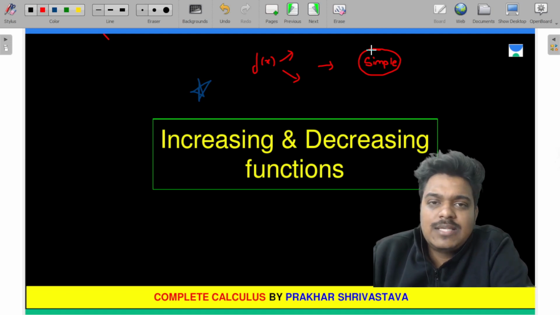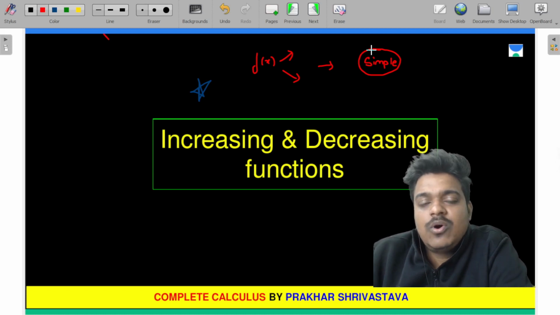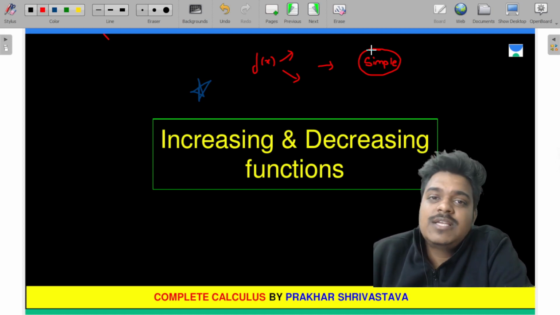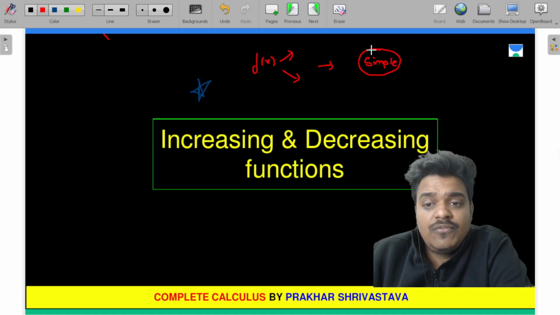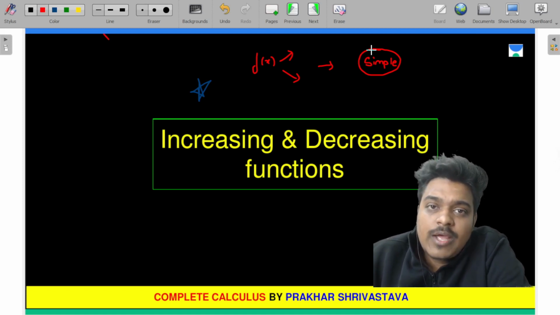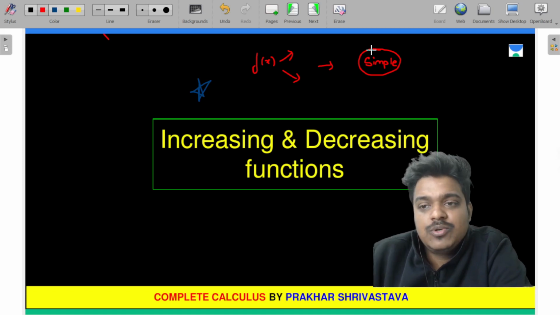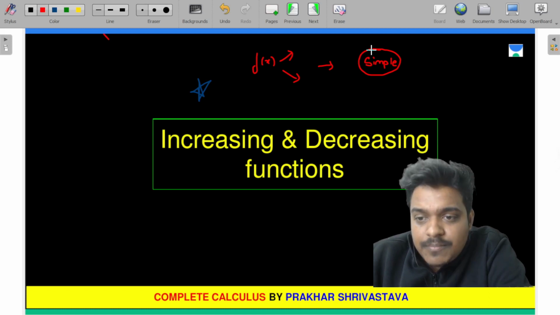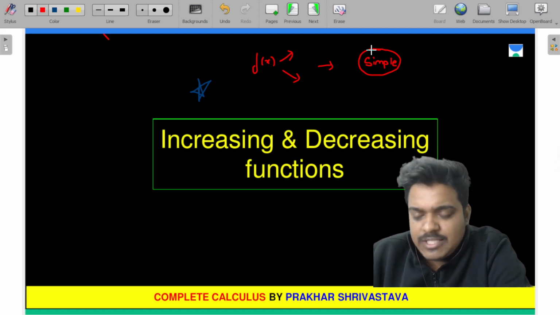So this is going to be a bit longer, lengthy session. We are going to discuss how to find whether a function is increasing or decreasing, what the physical or graphical significance of increasing and decreasing functions is, and what we mean by concavity, convexity, and point of inflection. These are 6-7 important terms that we are going to discuss in the next 10-15 minutes.